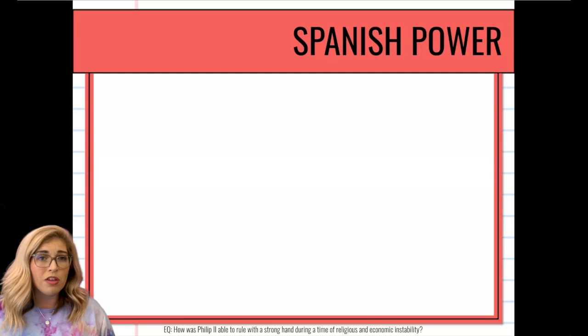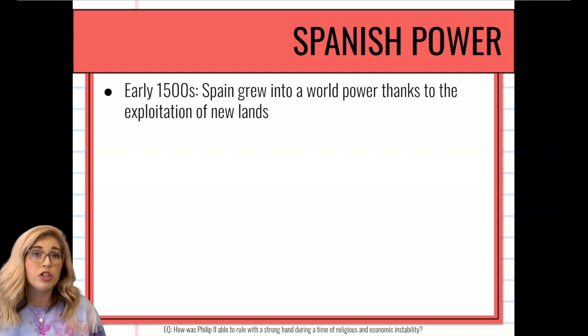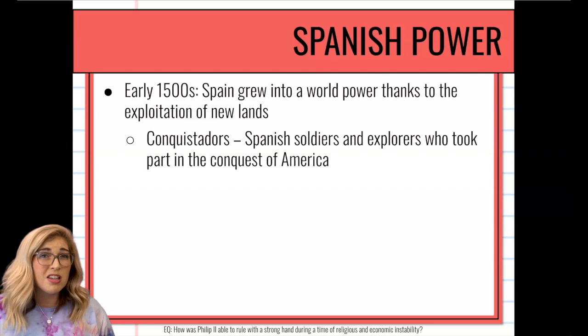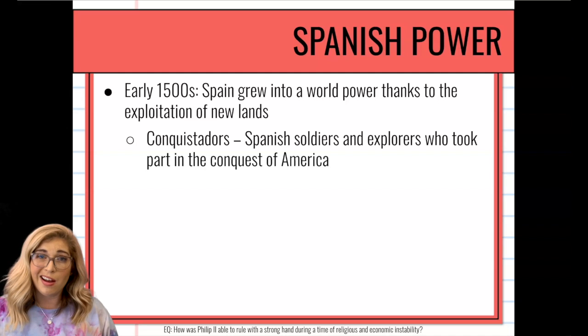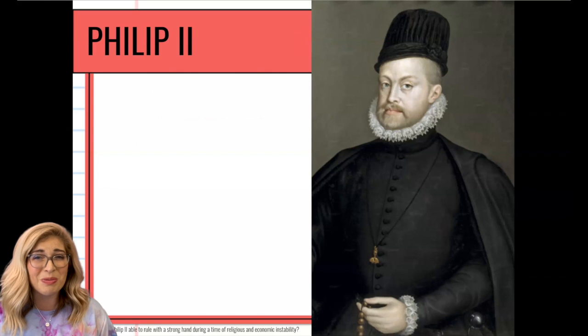So if we back up a little bit, let's talk about where Spain was in this time period. So let's start with the 1500s. You'll remember we left off in the Middle Ages, and so we're picking up there. As early as the 1500s, Spain grew into basically a world power, thanks to the discovery and the exploitation of new lands. The conquistadors, which were Spanish soldiers and explorers, went through and conquered, get it? Conquistador, conquered, in parts of North America, Latin America, and South America. So Spain is profiting off of that. By 1554, Spain was the richest empire in the world. So they were doing pretty well.